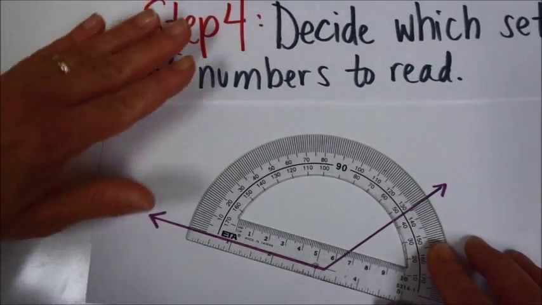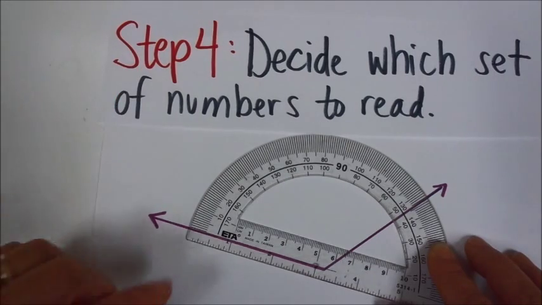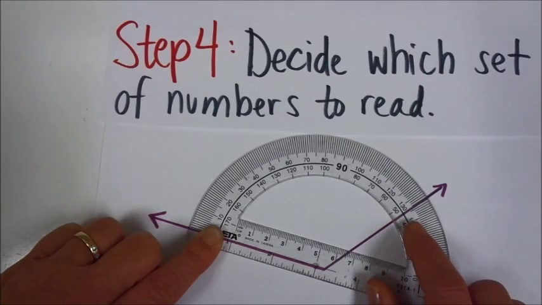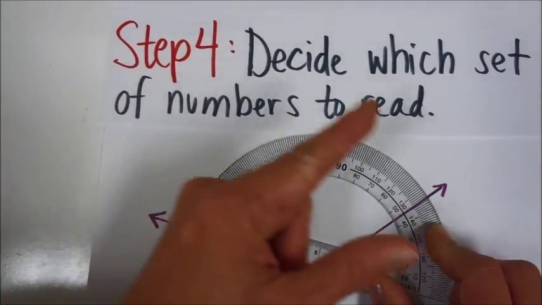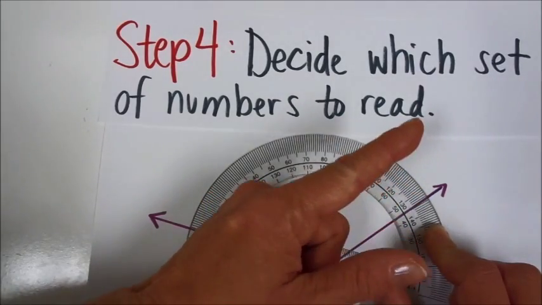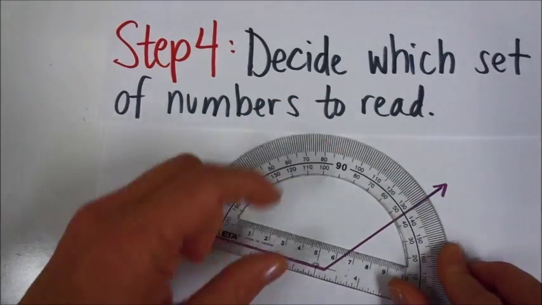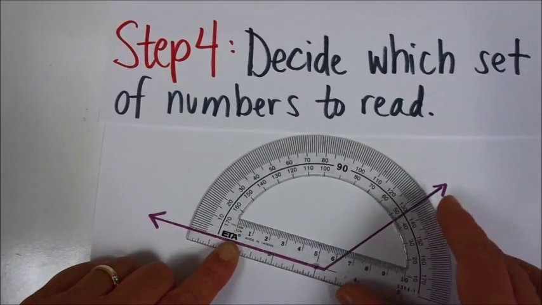Okay, now I need to read my protractor to know what degree my angle is. This can be kind of confusing because there's two sets of numbers on your protractor. But it's designed that way so that you can read it whether or not your angle is open from the left or to the right. So sometimes your angles will be open from the left and sometimes from the right. And your protractor is designed so that you can read it either way.